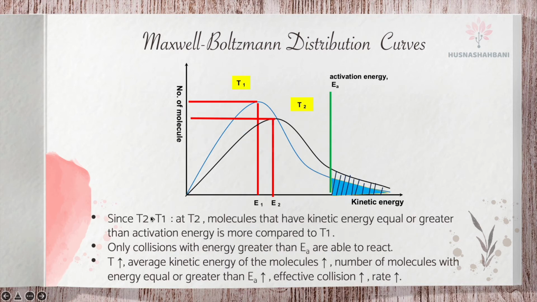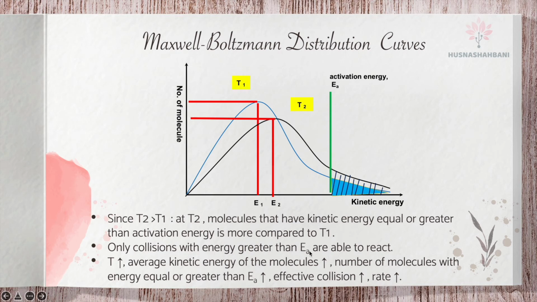Since temperature 2 is greater than temperature 1, at temperature 2, the molecules that have kinetic energy equal to or greater than activation energy are more compared to T1. How do you determine this statement? By looking at the area. If you look at the area, the shaded area for T2 is bigger than the shaded area for T1. So it means the number of molecules that have kinetic energy equal to or greater than activation energy is more in T2 than T1.